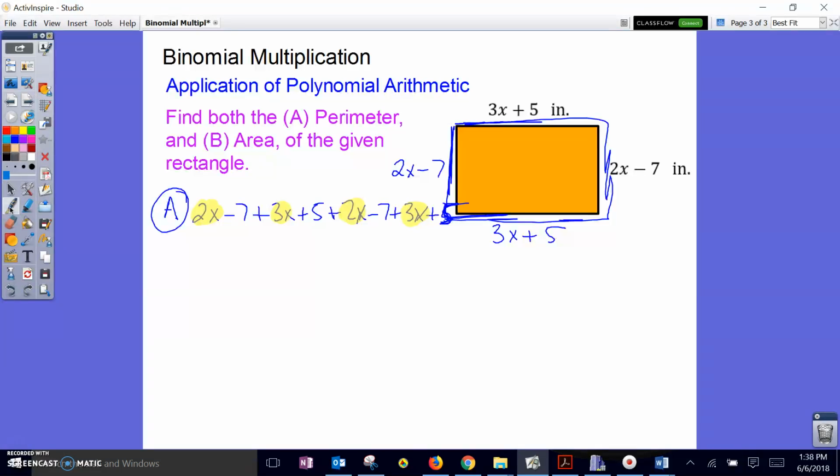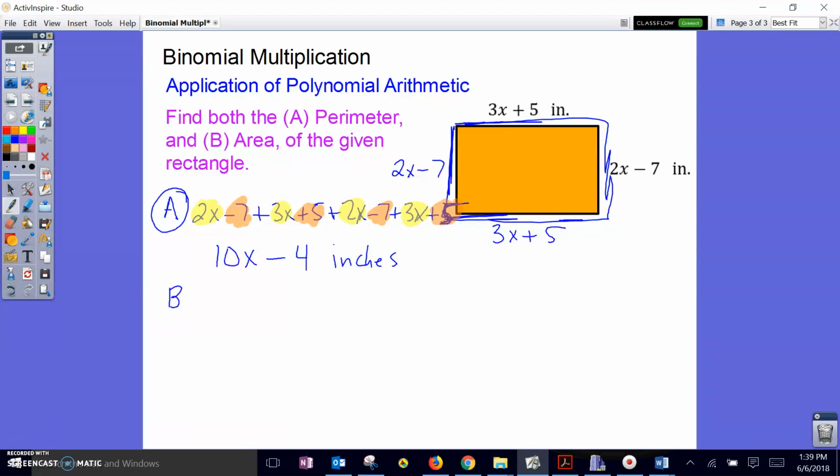I've got all my x's. 2x plus 3x plus 2x plus 3x makes 10x. And then I've got a minus 7 and a plus 5 and a minus 7 and a plus 5. And when I add all of those together, it gives me minus 4. Now, since it's perimeter, we think about what units is perimeter measured in. And perimeter is measured in inches. So this is going to be 10x minus 4 inches. All right? Really didn't require any multiplication like we did today, because all we were doing was adding all the lengths of the sides together.